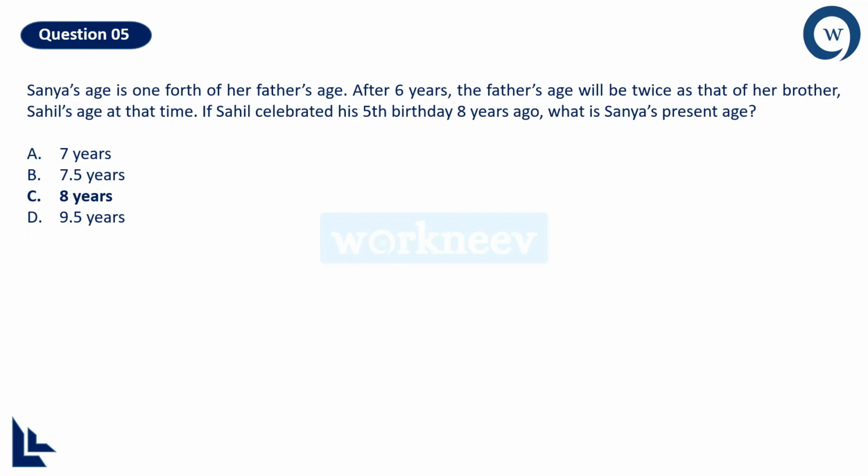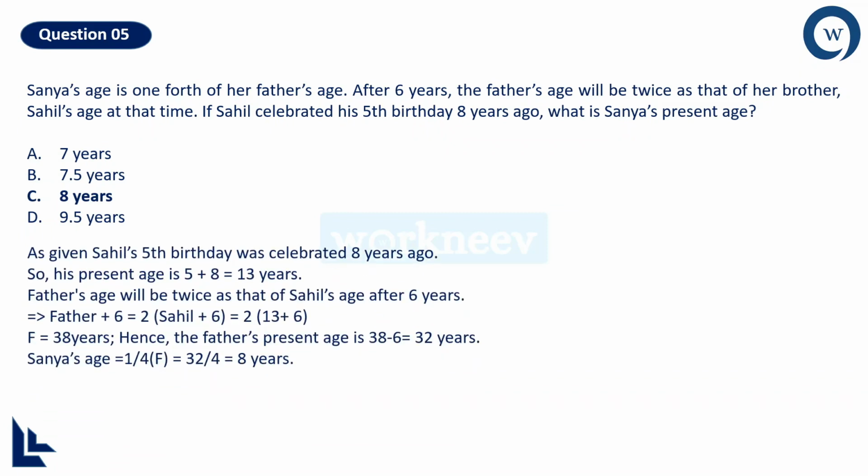Let us look at how this problem is solved with the help of the conventional long cut method. It is something like this. You have to start this calculation from the last part because it is clearly given. Sahil celebrated his 5th birthday 8 years ago. Then what is the present age of Sahil? 5 plus 8, which is 13 years.